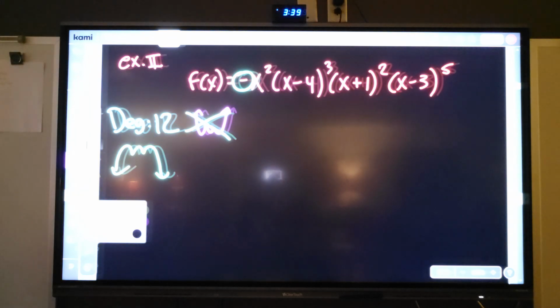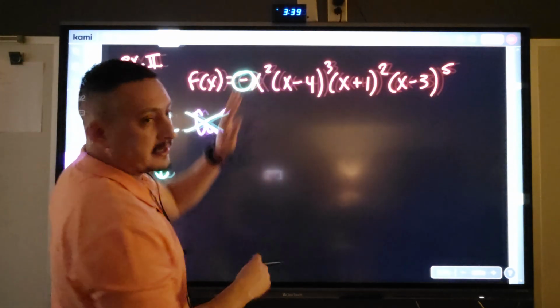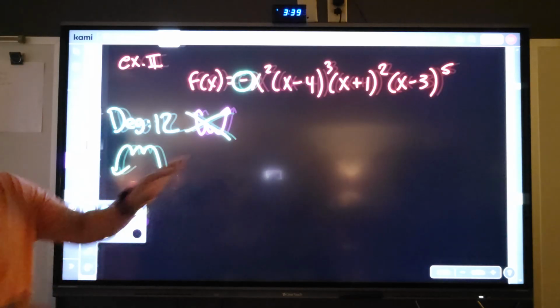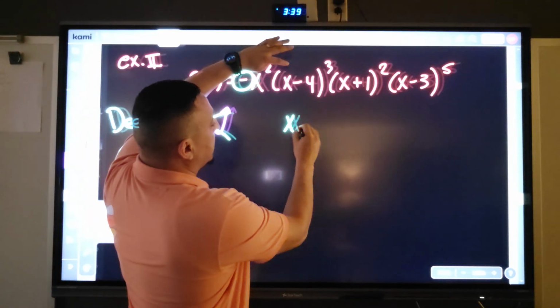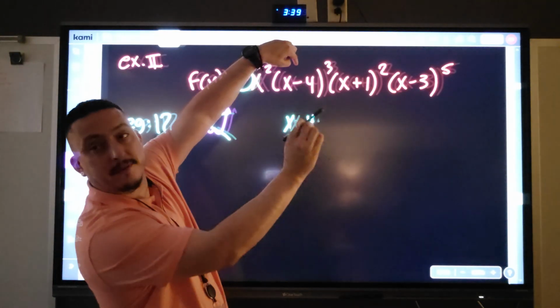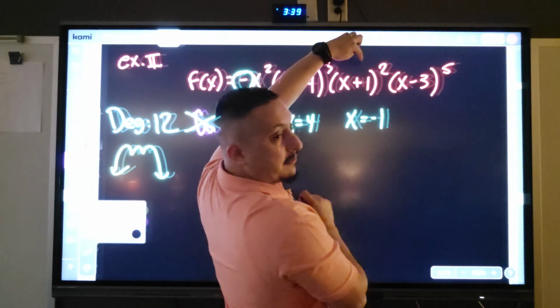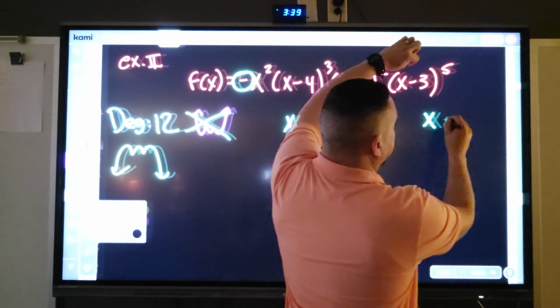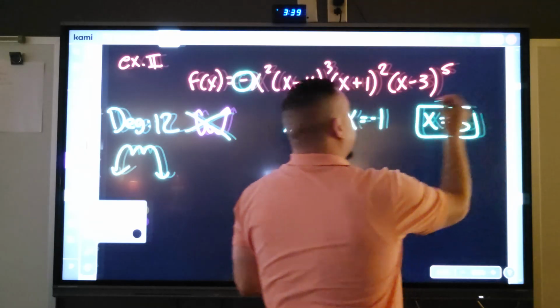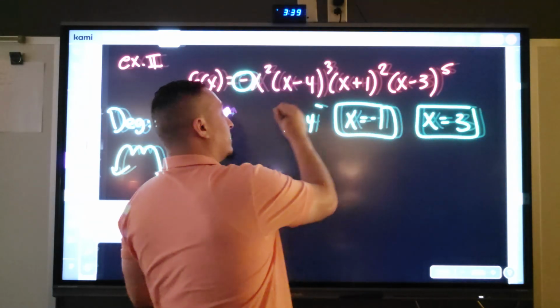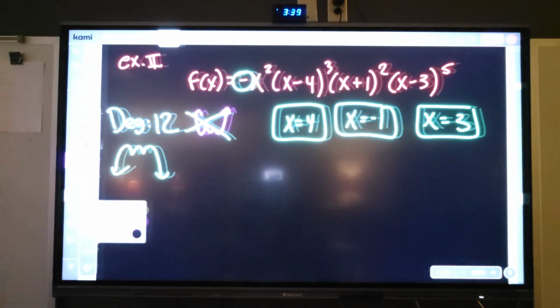Now look how easy the zeros are. This time I'm going to give them to you faster, watch. This one, you just move the 4 over, so it's just 4. That one, you just move the 1 over, so negative 1. That one, you just move the 3 over, so 3. In 5 seconds, I have my 3 x-intercepts.